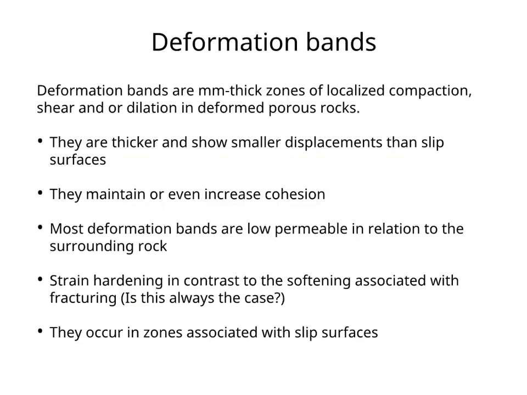Deformation bands are millimeter-thick zones of localized compaction, shear and/or dilation in porous rocks. They are thicker and show smaller displacements than slip surfaces. They maintain or even increase rock cohesion. They are low porosity and low permeability in relation to the host rock. They contribute to strain hardening in contrast to the softening associated with fractures. And they occur in zones associated with slip surfaces.